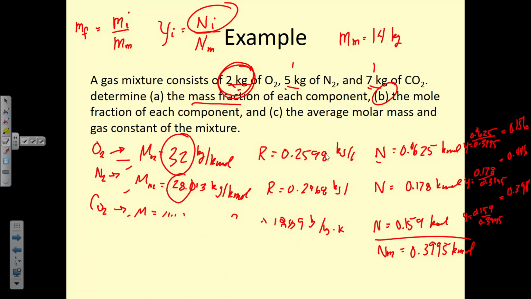Okay, now the average molar mass. The average molar mass is just going to be equal to the mass of the mixture divided by the number of moles of the mixture. So the mass of the mixture is 14 kilograms, the number of moles is 0.3995 kilomoles. So we find this to be 35.04 kilograms per kilomole.